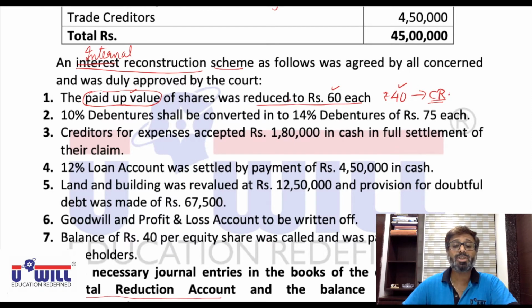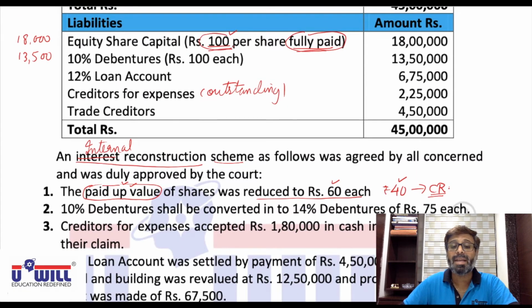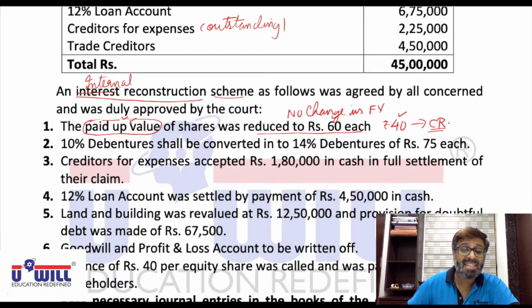Here the face value is not changed. Paid up value is only reduced. Meaning face value will remain 100 only. So there is no change in face value. I repeat. Had it been given that the face value, not paid up value, the face value of shares was reduced to 60, then yes, there is a change in face value.